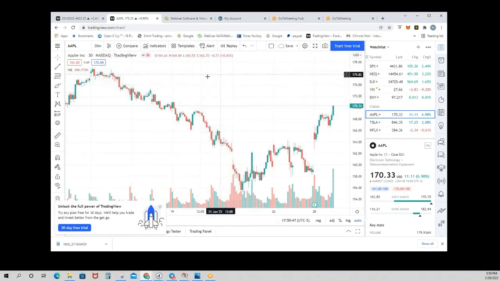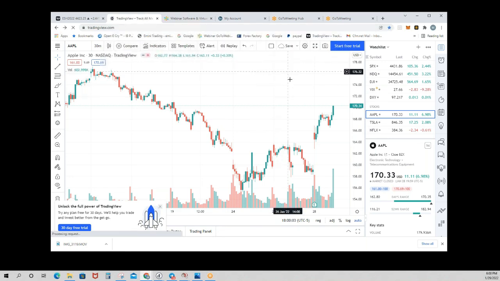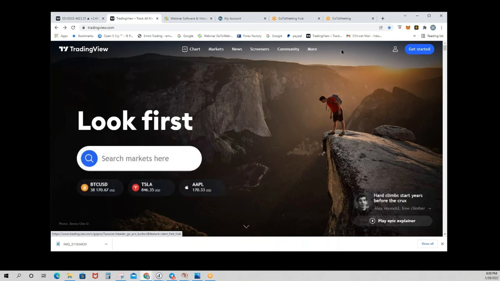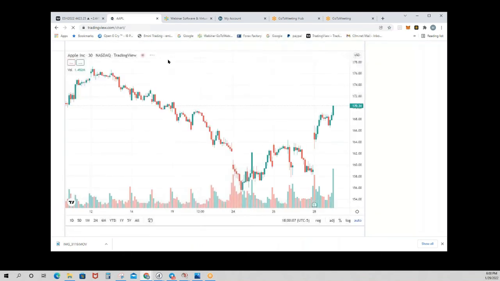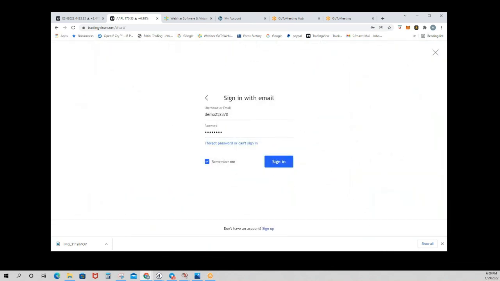But to get to the TradingView charts, all you have to do is take a free trial. What you do is click here. If we go back here, don't click get started, click on chart, and it's going to bring something up. Then click on start free trial right here. When you hit that, it's going to bring this up. Now this is a demo account that I was using, but just to take you through the process.